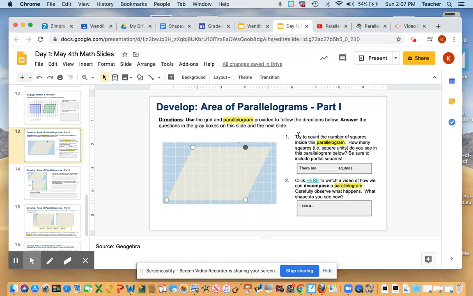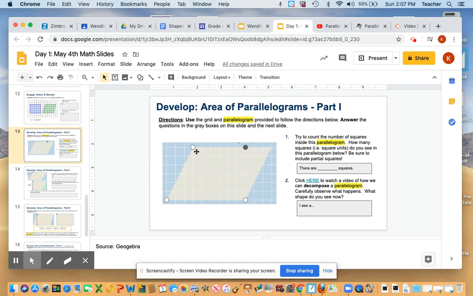Number 1, try to count the number of squares inside this parallelogram. How many squares, or square units, do you see in this parallelogram below? Be sure to include partial squares. So we're thinking about the area of this. How much is gray? How many of these squares are colored gray instead of blue?